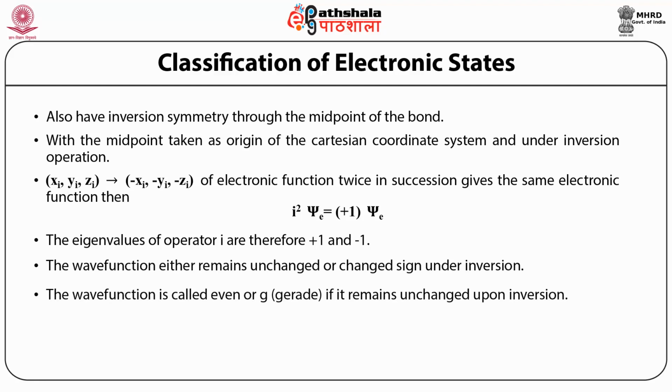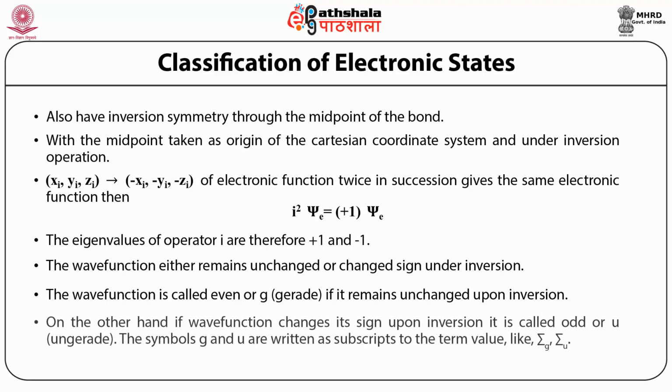The wave function is called even or g, gerade, if it remains unchanged upon inversion. On the other hand, if the wave function changes its sign upon inversion, it is called odd or u, ungerade. These symbols g and u are written as subscripts to the term values, like sigma g, sigma u.